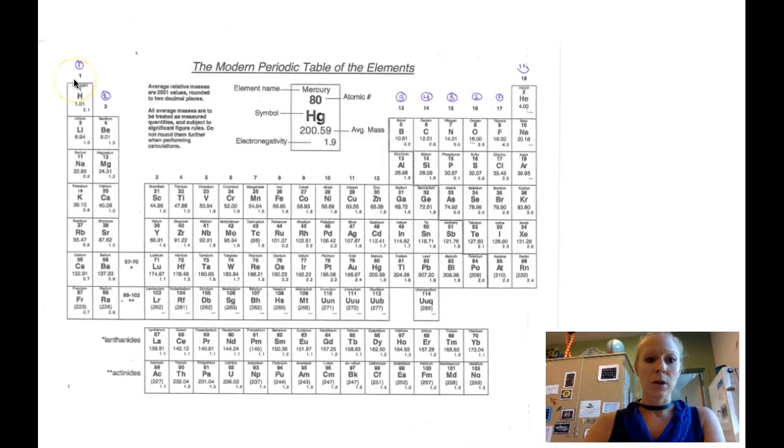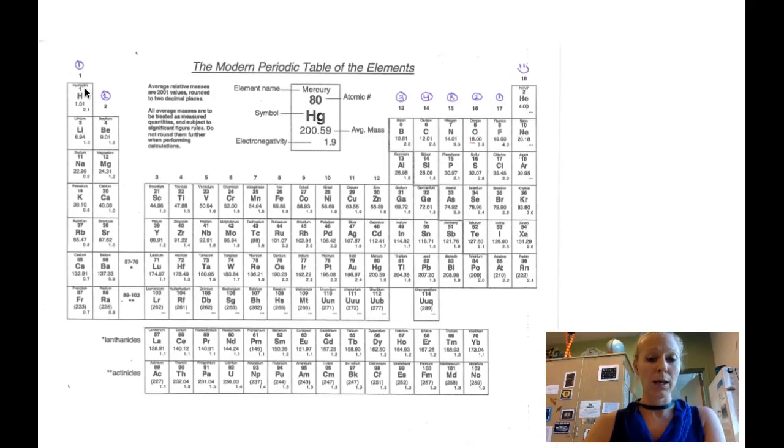On the periodic table, this is the symbol, right here, the letter or two letters. Below it, this is going to be the atomic mass, or how much mass a single atom is. And this number right here is going to be the atomic number, which is equal to the number of protons. Now, in an atom, there are protons and neutrons in the nucleus.